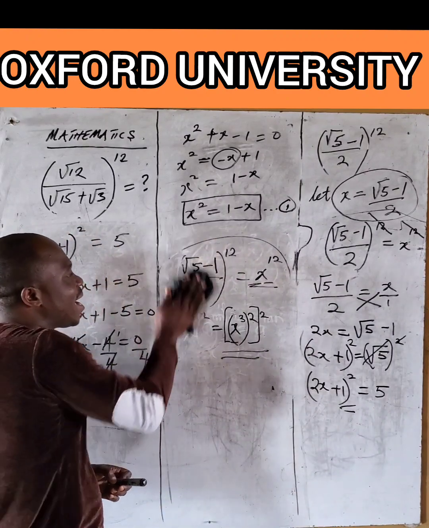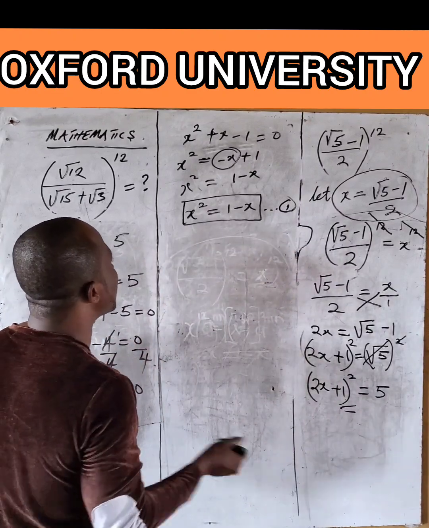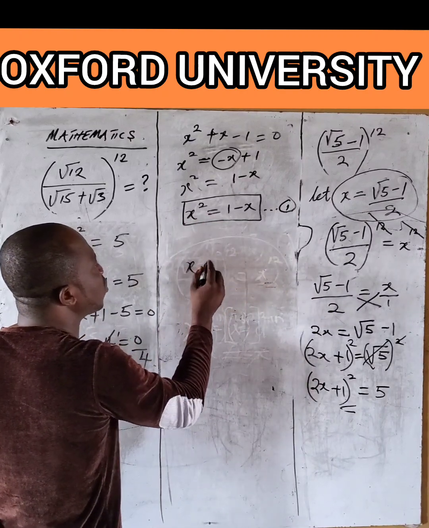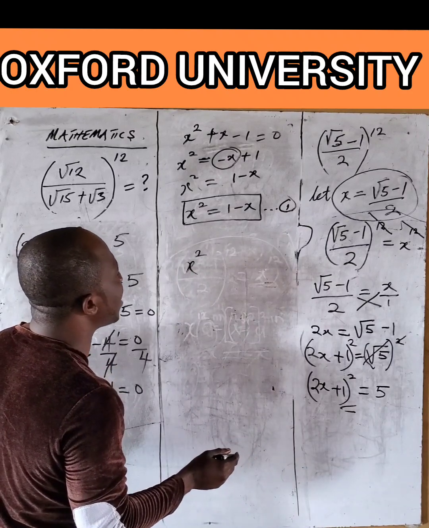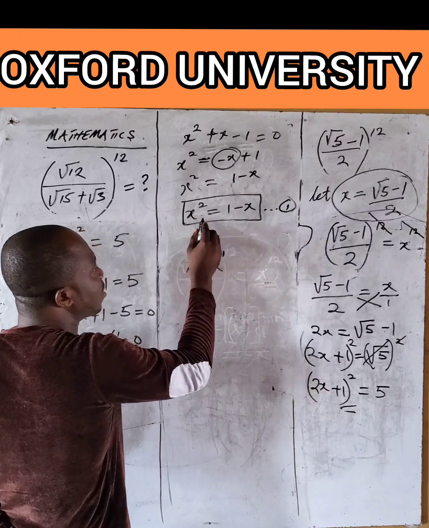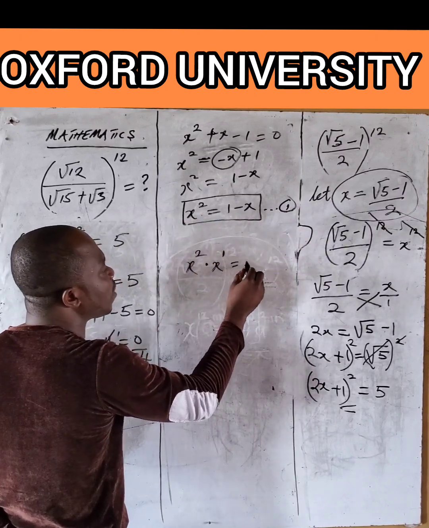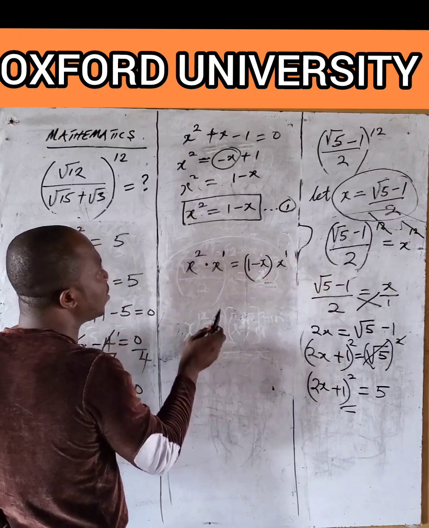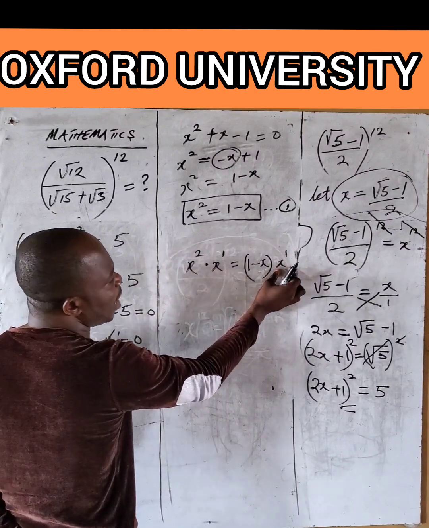Permit me to wipe here, and with what I have just said, since we have x raised to power 2, let's say we decide to put it this way, multiply by x raised to power 1, that's this. If we decide to multiply x raised to power 1 to this at both sides, it means we'll be having 1 minus x multiplied by x raised to power 1. This equation 1 is what I brought down here. I just multiplied by x raised to power 1 and multiplied by x raised to power 1.